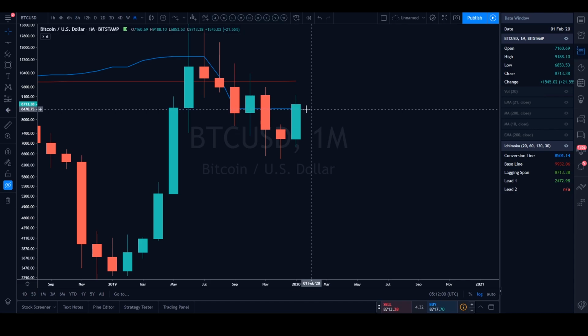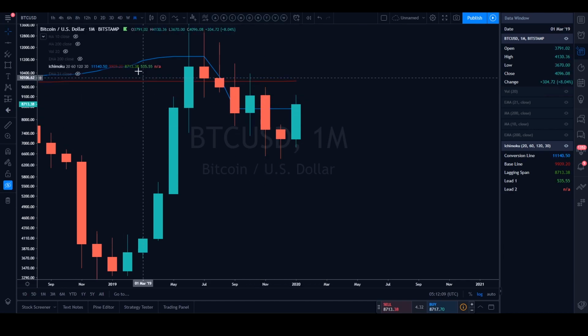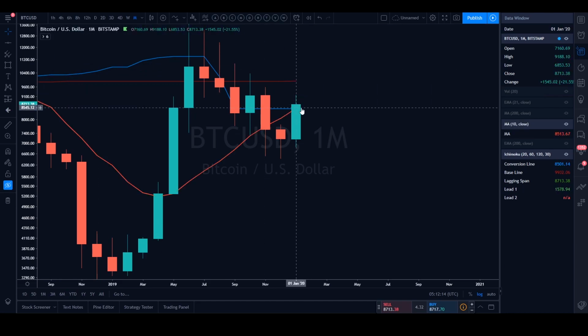So when I was doing my analysis, I'm like, all right, monthly Tenkan at around 8,500. Is there anything else on the monthly that we have in this zone right here? So I went on over to my EMAs and my MAs, and guess what I found? I found that the 10 simple moving average, once again, look at the data window if you want a clear view of where that 10 simple moving average is at. That is at 8,513. The Tenkan, as well as the 10 simple moving average, is sitting in that 8,500 zone right there.